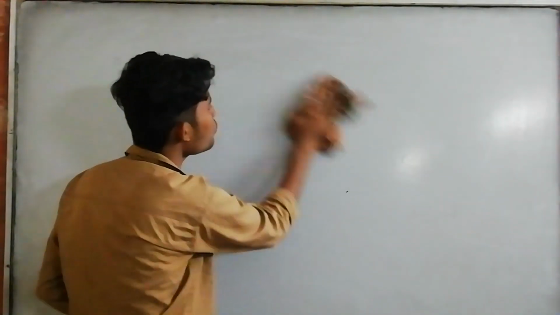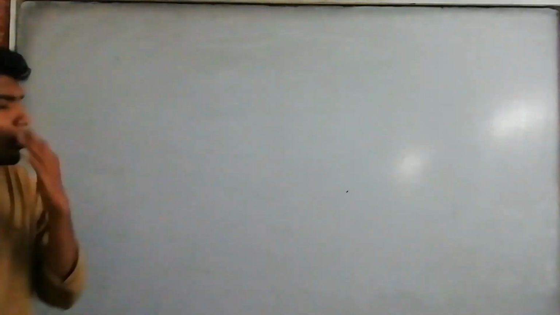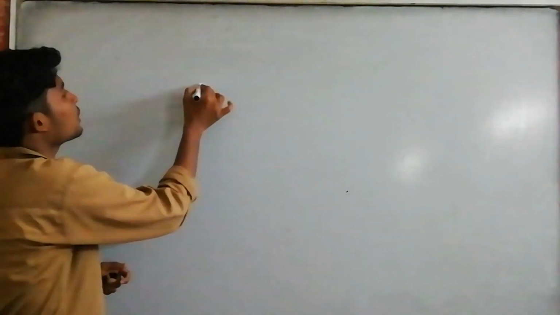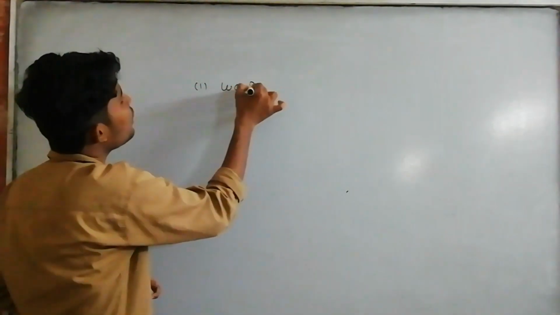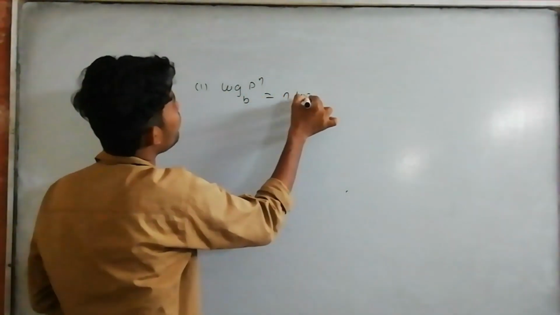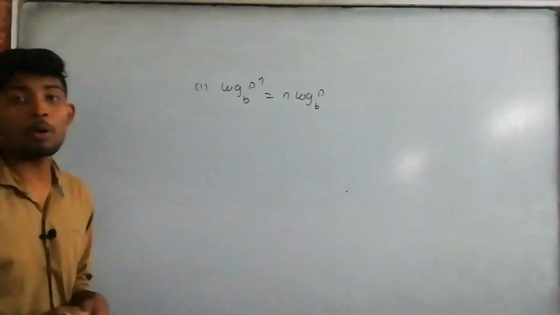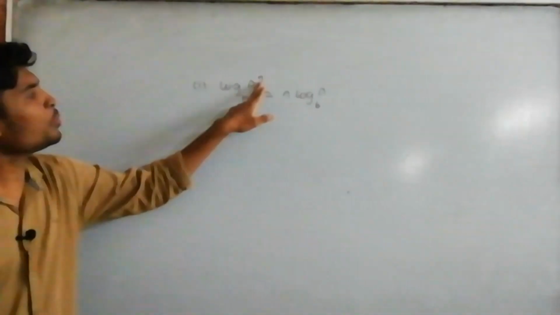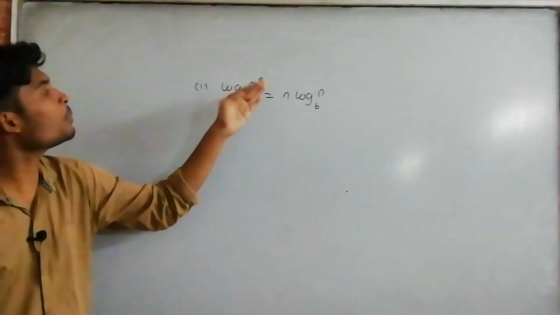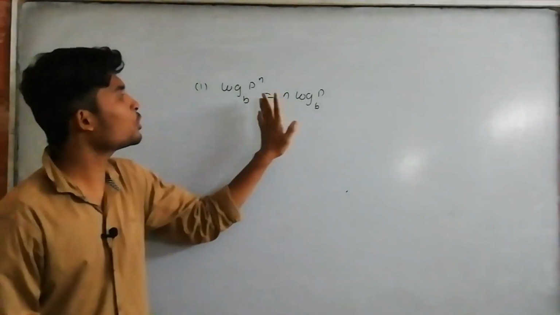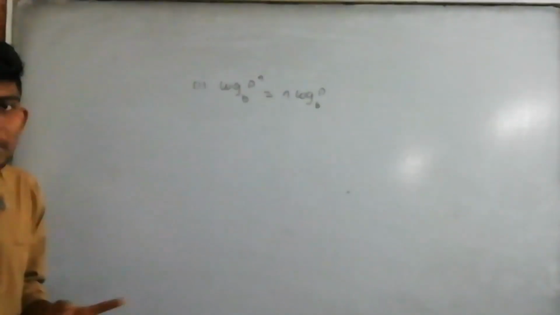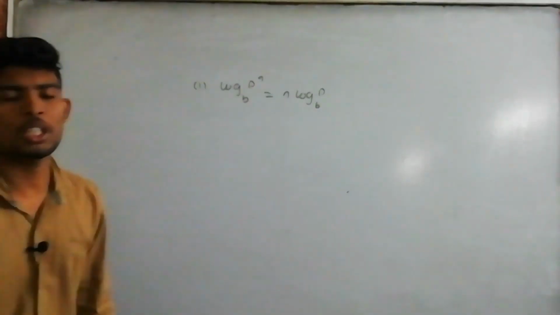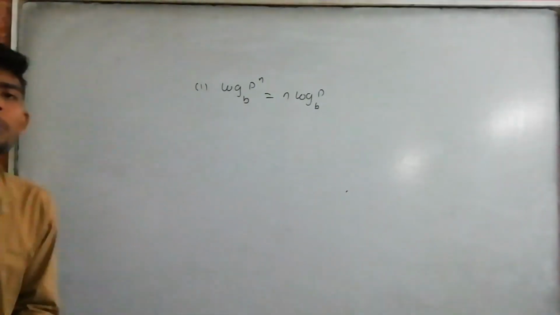So before solving the questions, I give you some formulas to give an idea about logarithm. The first formula is: log of p to the power n with base b equals n times log of p base b. This formula is applied in many cases. Here n is a constant. If n is also a variable, this formula is still applicable. n can be a constant or a variable; that does not matter.